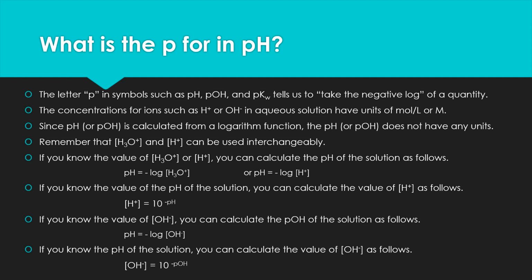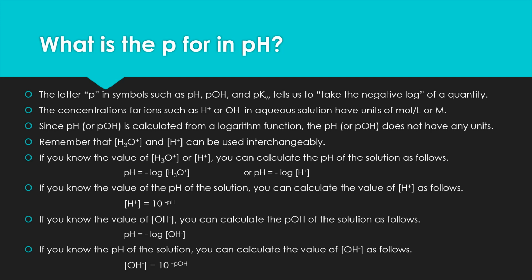So what does this all mean? If we know the value of our concentration of hydrogen or hydronium, we know how much H plus there is, you can calculate the pH of a solution, okay? Again, that P means take the negative log. So our pH is the negative log of hydronium or the negative log of hydrogen. The one on the right is the one I'm more used to because the H and the H match each other.